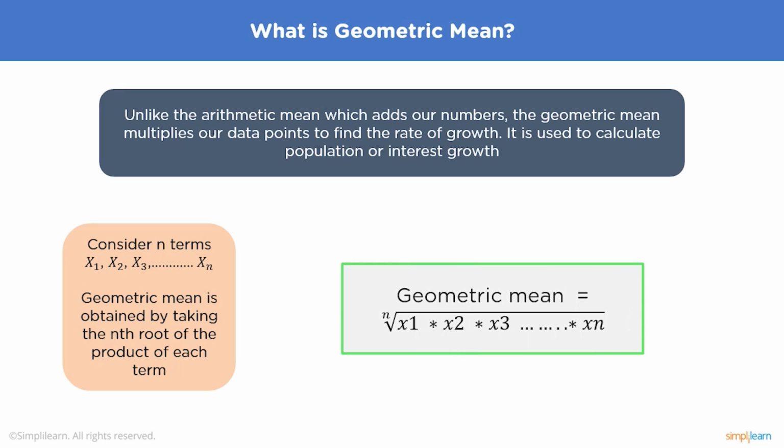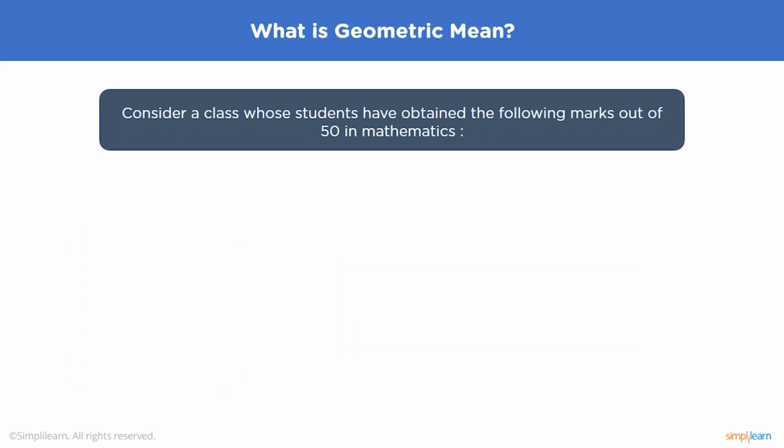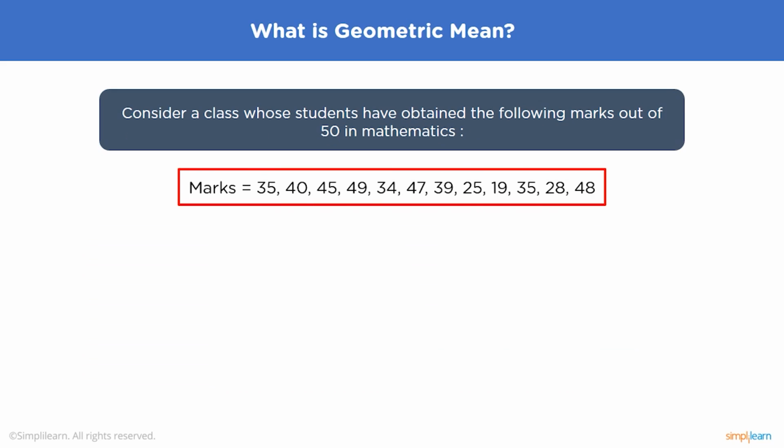To calculate the geometric mean, let's consider that we have n terms ranging from x1 to xn. The geometric mean can be obtained by taking the nth root of the product of each term. We multiply all of the terms in our data and we take the nth root of it. Let's again understand this with the help of an example. Let's consider the marks of the students that we've been taking up until now.